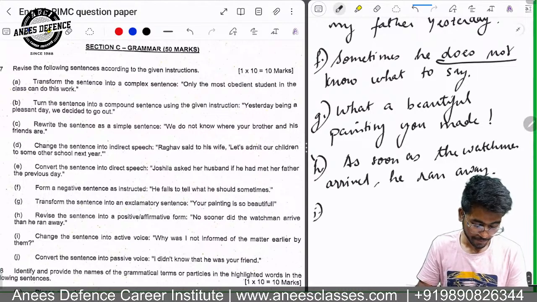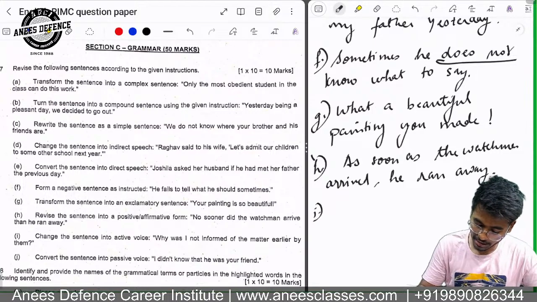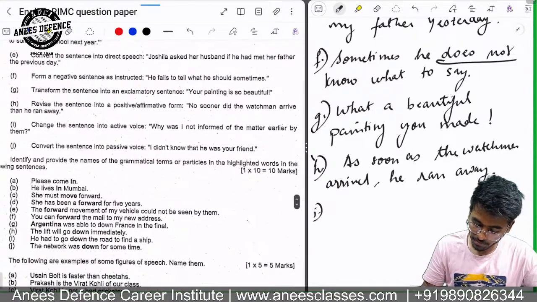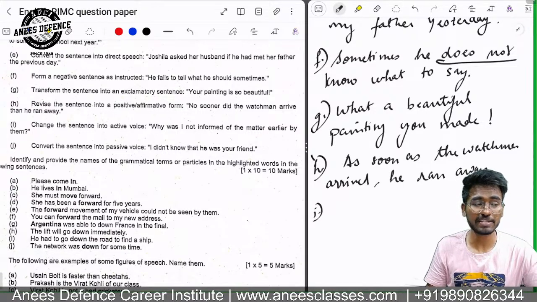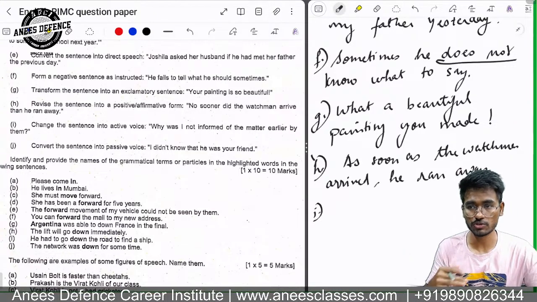I part. The I part is nothing but, change the sentence into active voice. Why was I not informed of the matter earlier by them? Now, you know what active and passive voice are. In active voice, we write the subject, verb, and object. But in passive voice, we write the object, verb, and the subject. The object is reversed. Okay.